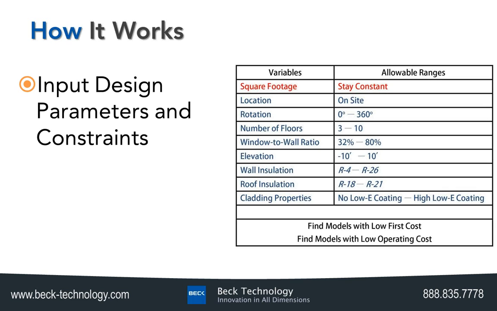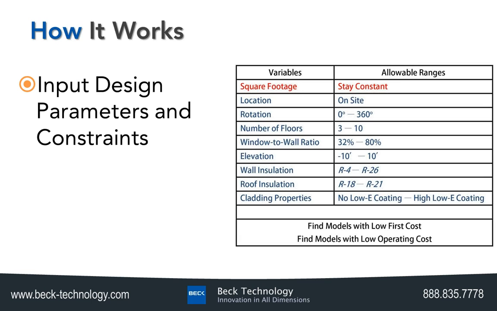So Destiny Optioneer starts out with us working with the design team. We input different design parameters, constraints. We initially focus on what are your goals. So for example, a goal for a project might be to find your lowest first cost, or it might be to find your lowest operating cost, or both. If you want to evaluate more than one goal, we can.